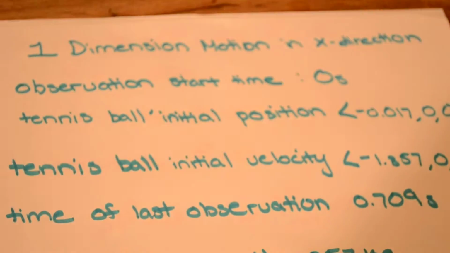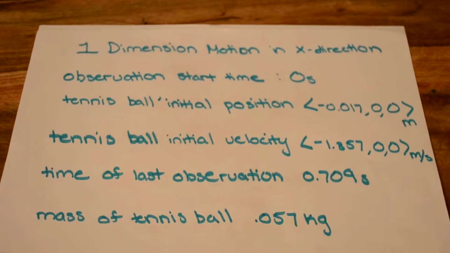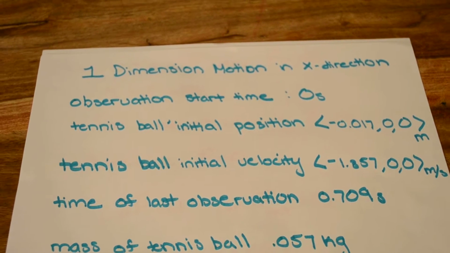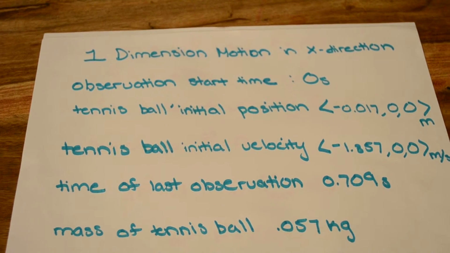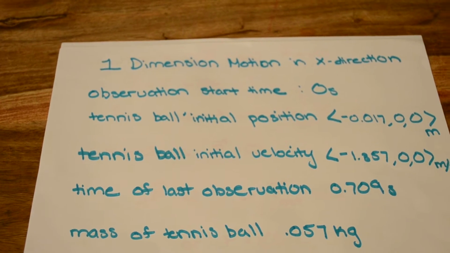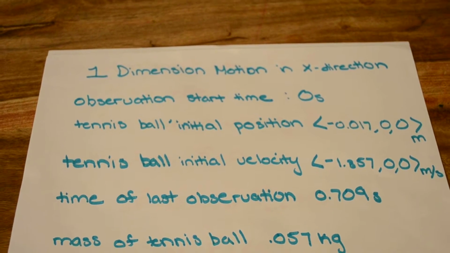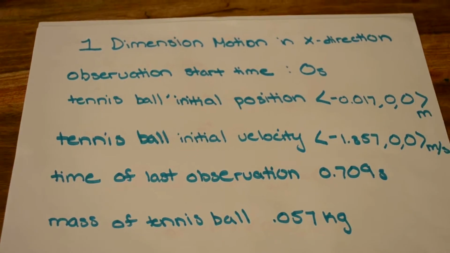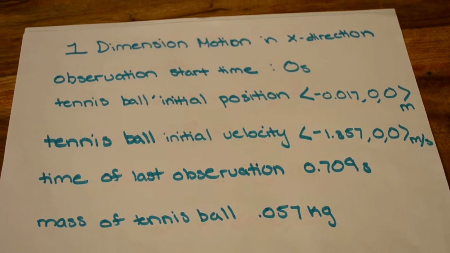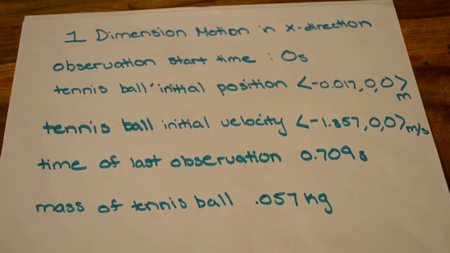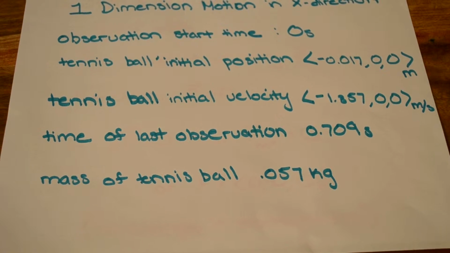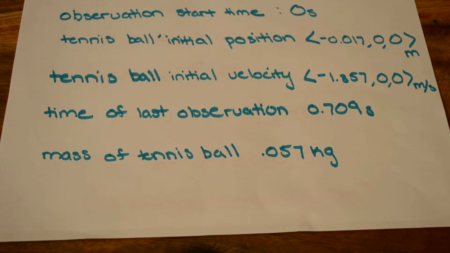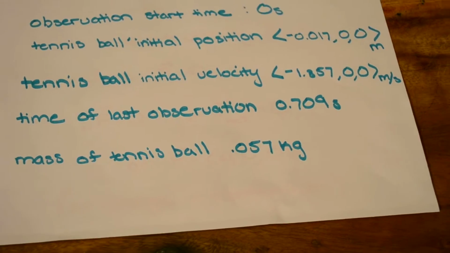So, from this observation, I just extracted the following data. All motion was in one dimension in the x direction. The observation start time was 0 seconds, and the tennis ball's initial position was at negative 0.017 meters in the x direction. The tennis ball's initial velocity was negative 1.357 meters per second in the x direction. The time of the last observation was 0.709 seconds, and the mass of the tennis ball was approximately 0.057 kilograms.